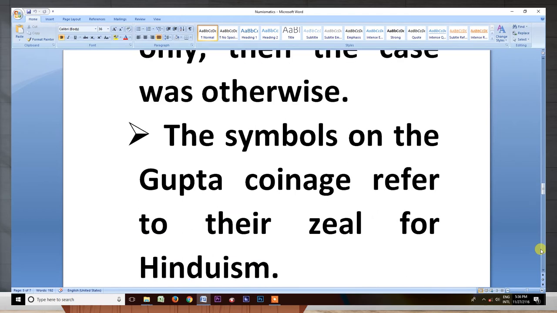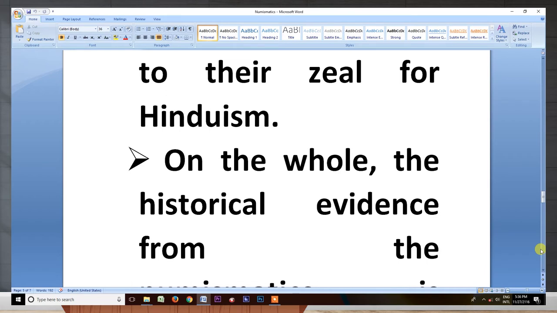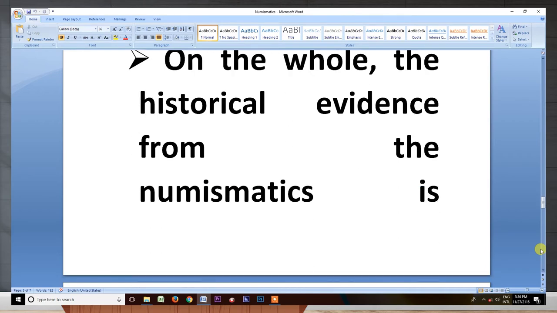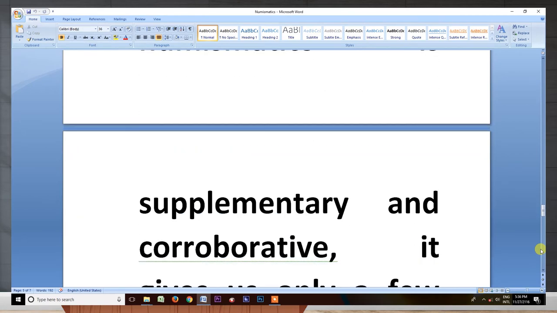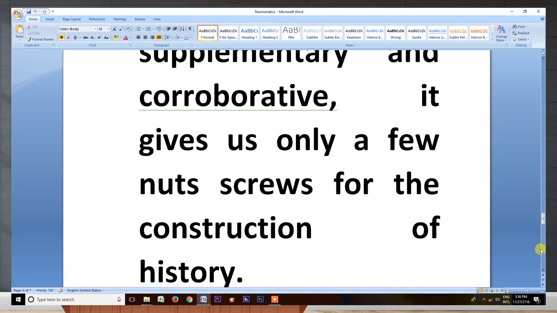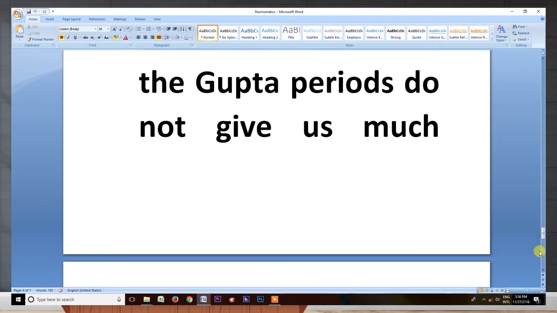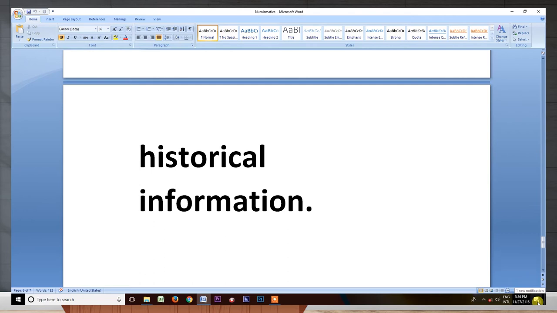The symbols on the Gupta coinage referred to their zeal for Hinduism. On the whole, the historical evidence from numismatics is supplementary and corroborative. It gives us only a few nuts and screws for the construction of history. Indian coins after the Gupta period do not give us much historical information. Now, with that, I end the importance of numismatics.